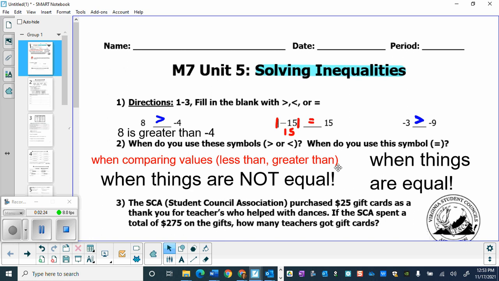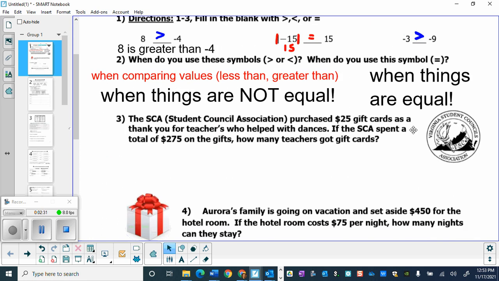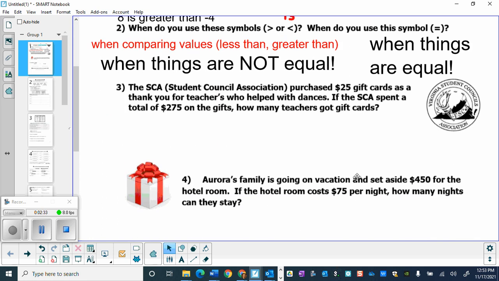All right, cool. So we've kind of reviewed when you might see the equal sign versus when you might see an inequality symbol. Now let's compare these two scenarios. One of them is going to be modeled with an equation, while the other one gets modeled with an inequality. All right, let's dive on into this problem about the SCA.